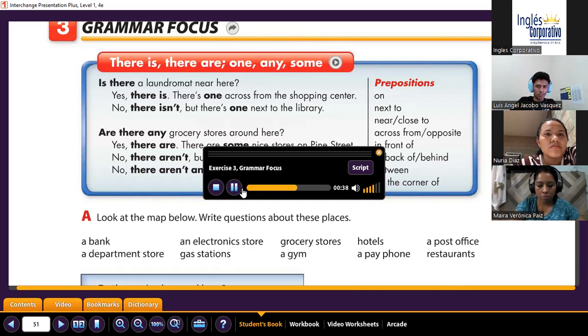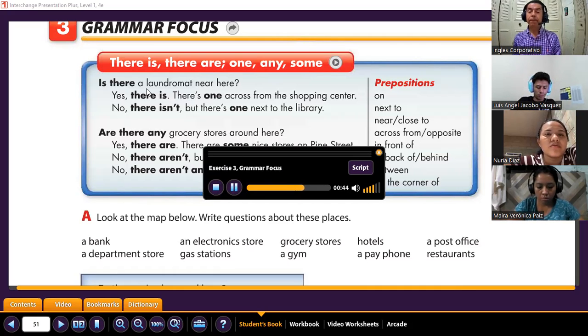Listen, please. Prepositions. On. Next to. Near, close to, across from, opposite, in front of, in back of, behind, between, on the corner of.